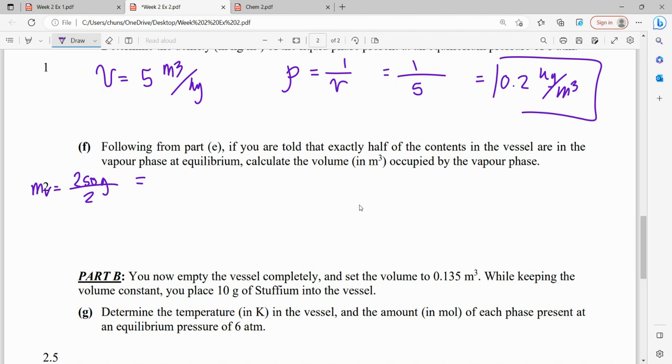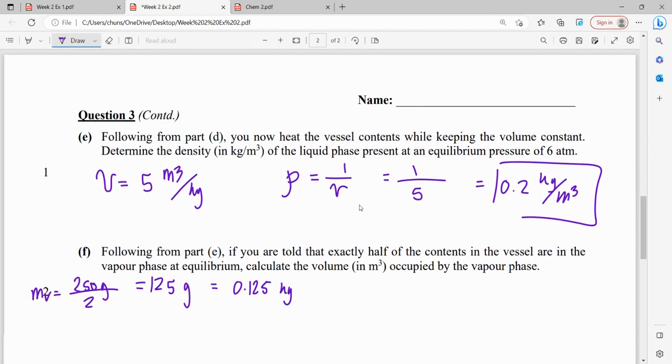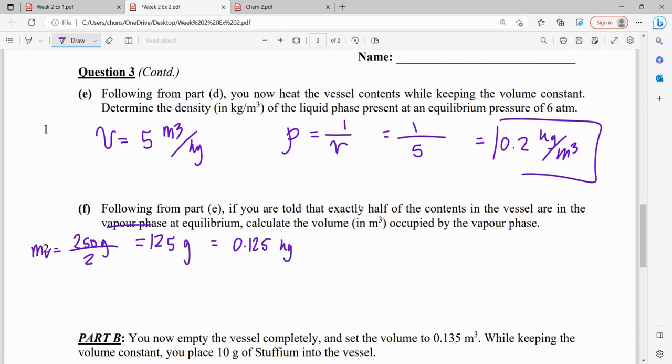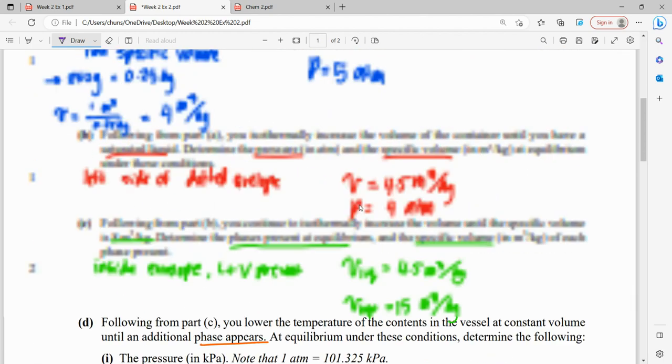So then that gives us 125 grams, which equals 0.125 kilograms in our vapor phase. And from part E, since we're looking for vapor phase, we want to find our specific volume of our vapor. So let's read that from our graph.